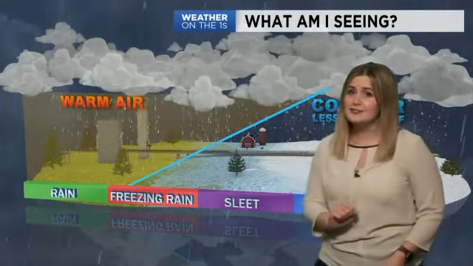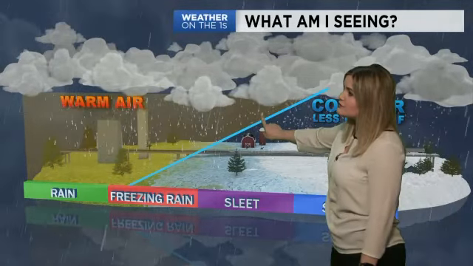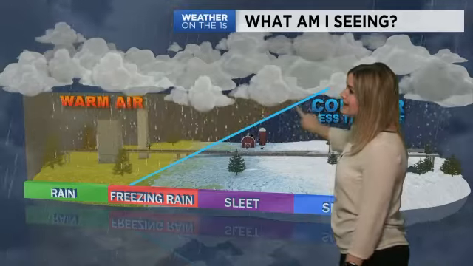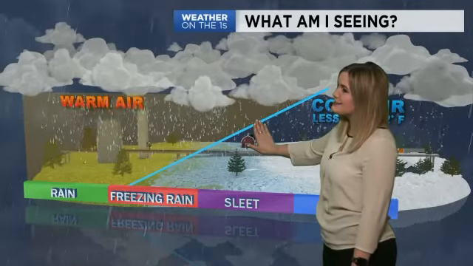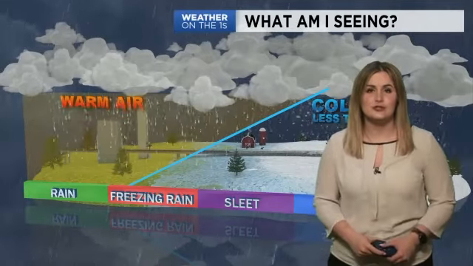Now, sleet is just a little bit different. We start out with warmer air aloft, but as we cross this line of cold air, again, typically below freezing, we see that icy sleet start to develop.